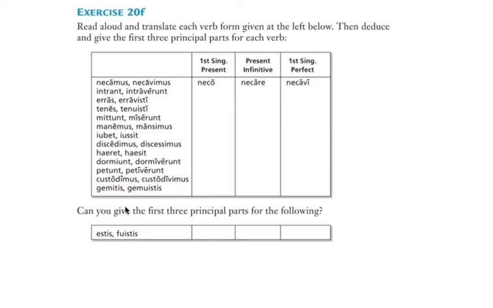This one may give you a little bit of problem here, but think about estis. What is that from? Where have you seen estis? And then see if you can deduce those principal parts. This is an irregular verb. You might not have seen this at all, but you have seen this. Where does that show up?